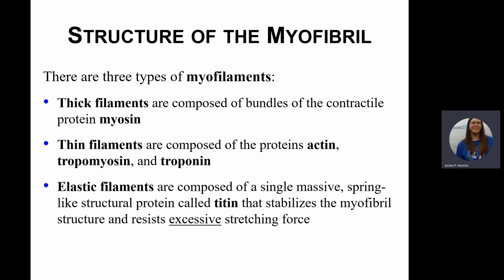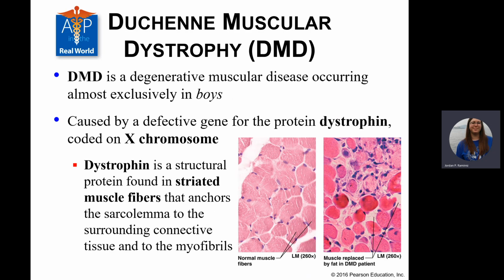Okay, so while we're on these proteins and everything, let's talk about Duchenne muscular dystrophy, DMD, which is honestly how it's usually referred to. So DMD is a degenerative muscular disease occurring almost exclusively in boys. It's caused by a defective gene for the protein dystrophin, which is coded for on the X chromosome.